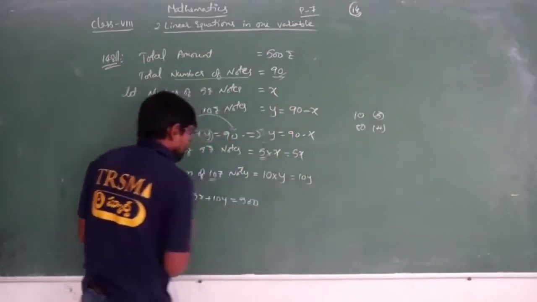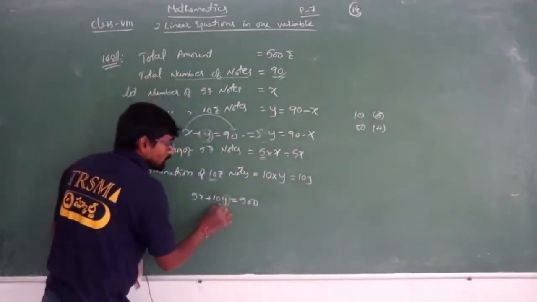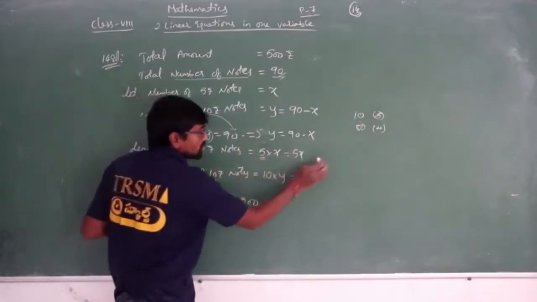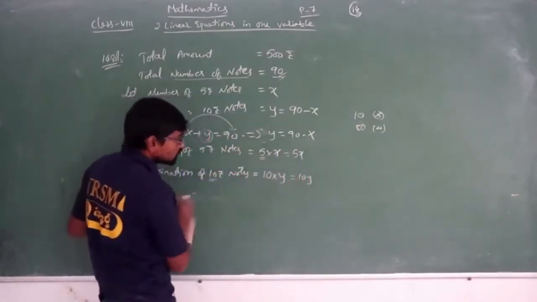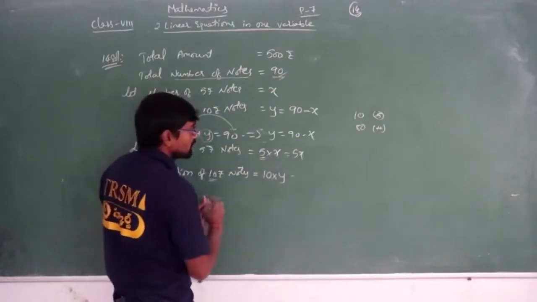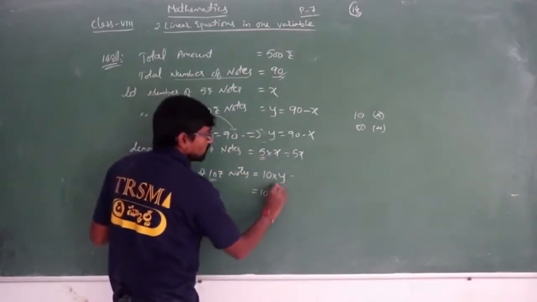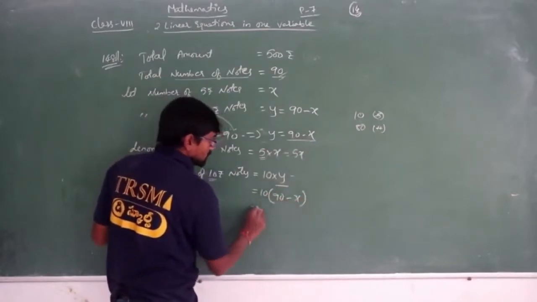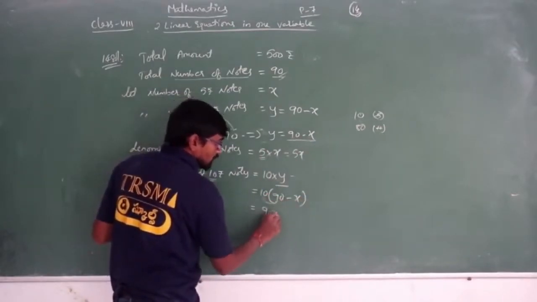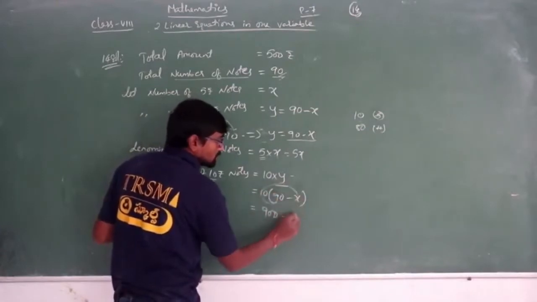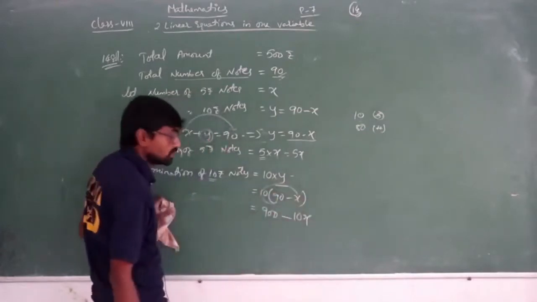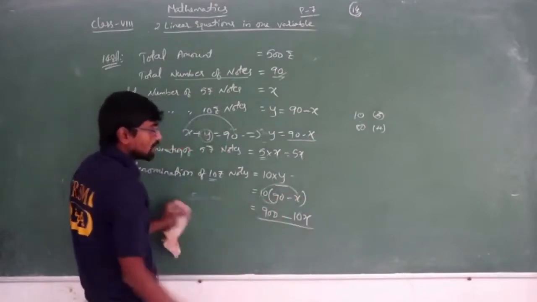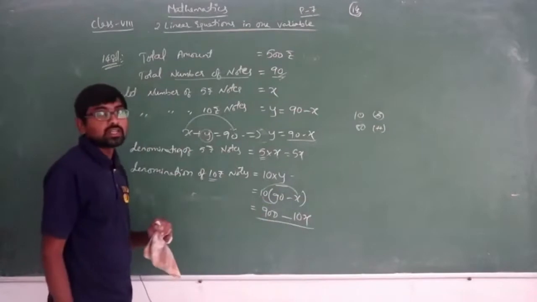Now coming here, the value of Y we have taken is 90 minus X, so you can directly substitute in this. That is equal to 10 into the Y value, 90 minus X, which is equal to 900 minus 10X. 10 is multiplied by both 90 and X. So I have got the denomination for 10 rupees notes.